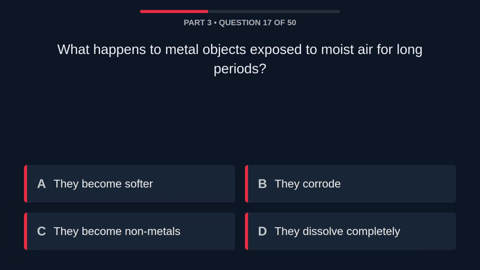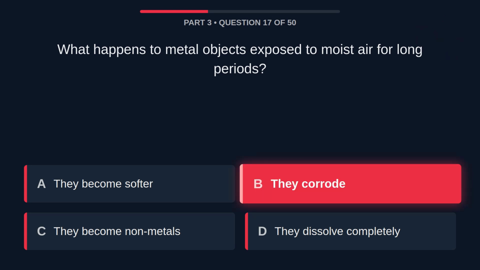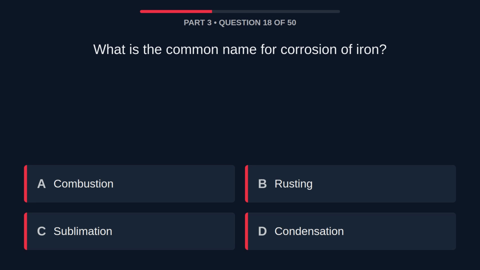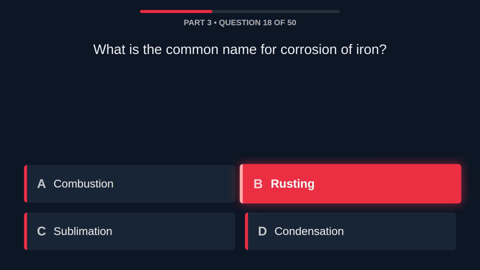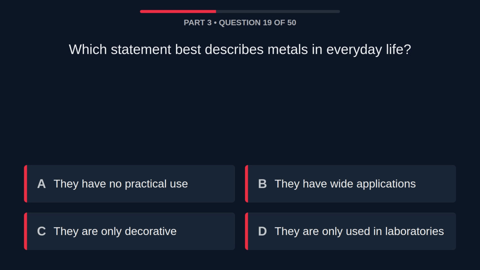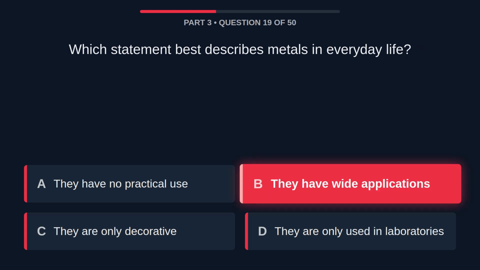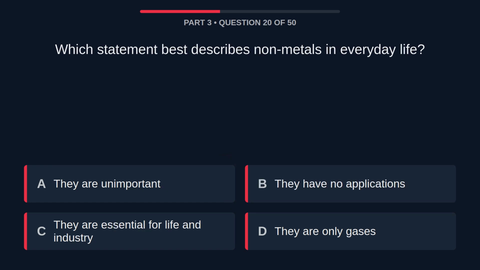What happens to metal objects exposed to moist air for long periods? What is the common name for corrosion of iron? Which statement best describes metals in everyday life? Which statement best describes non-metals in everyday life?